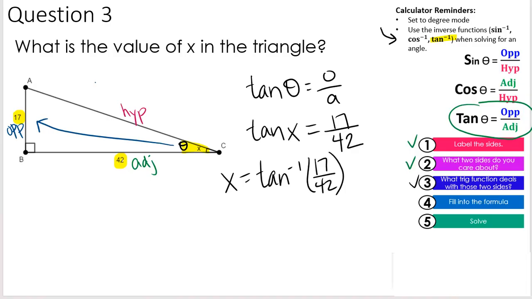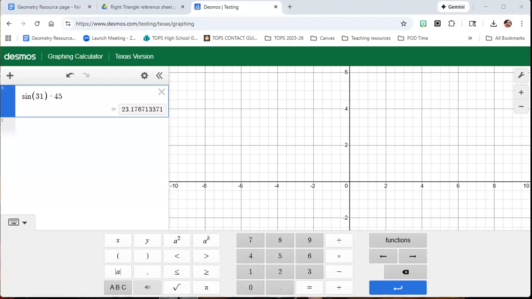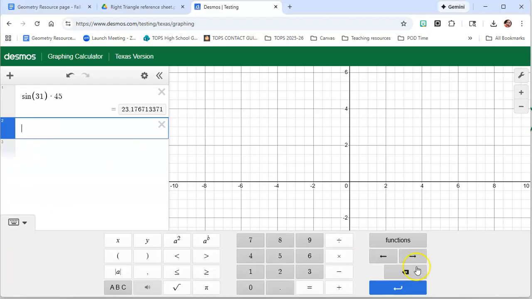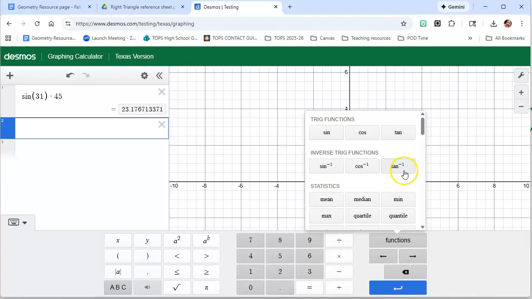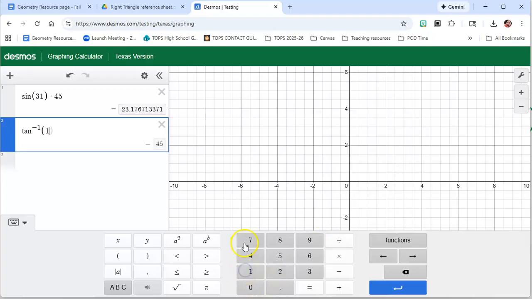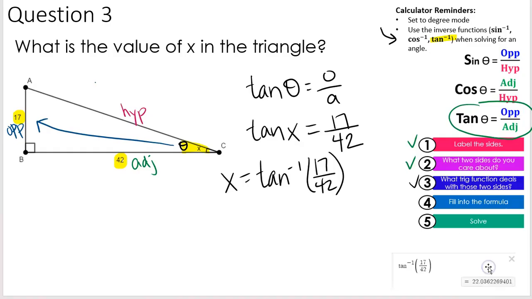Let's go find that. I'm going to go over here. And again, Desmos does that work for us, which is great, okay? So we go to functions, tangent inverse. We're doing 17 divided by 42. There it is, 22.036. Okay, and again, we're going to round to the hundredths, so we want 2 decimals. We look at that 6. It's more than 5, so it's going to bump it up, right? So that angle is going to be 22.04 degrees.